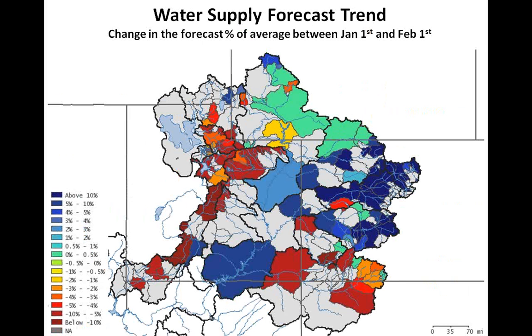This next map that will show up here momentarily is going to show you basically the forecast trend between January 1st and February 1st.